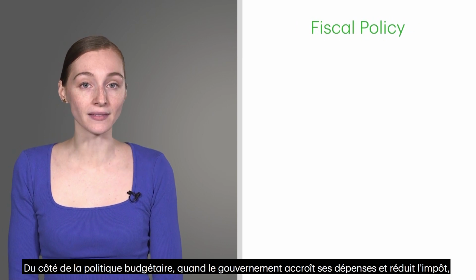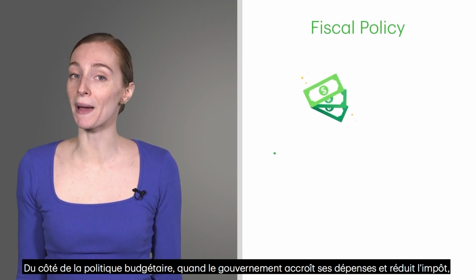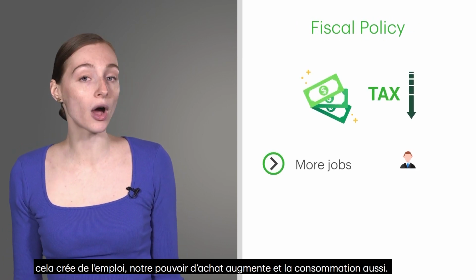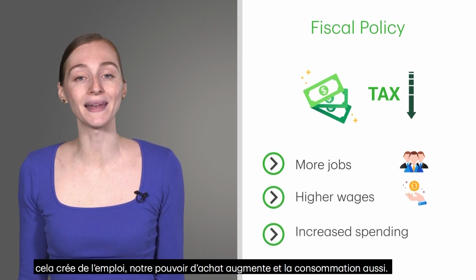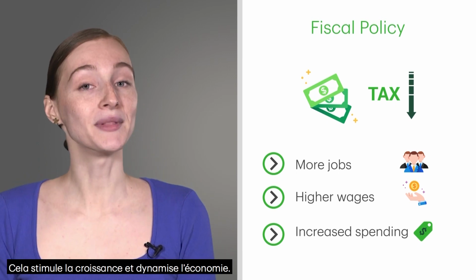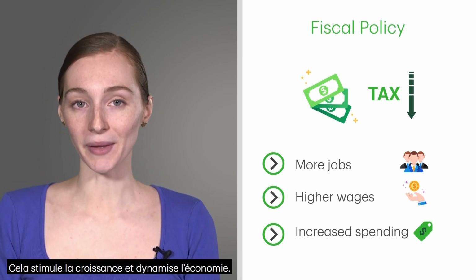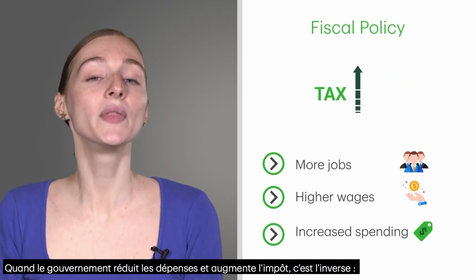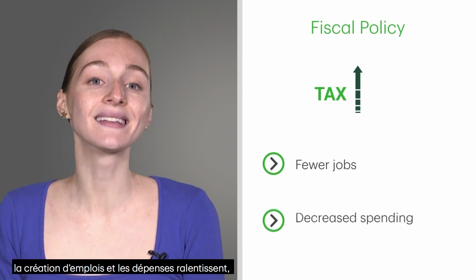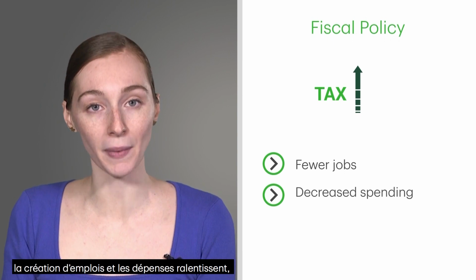Under fiscal policy, when the government increases spending and lowers taxes, jobs are created, putting more money into our pockets, and consumer spending increases. This stimulates growth and strengthens the economy. When the government decreases spending and raises taxes, the opposite is true. There is less job opportunity and less spending.